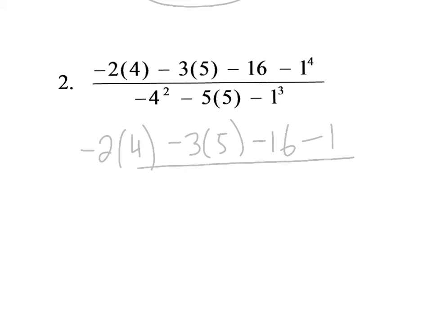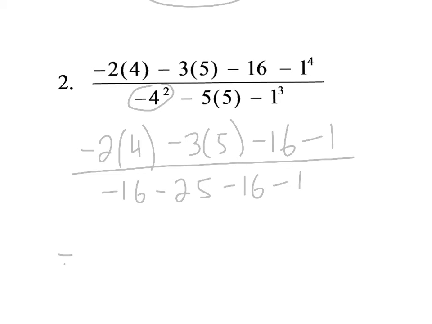Okay, and divided by, and I will do exponents first. Please remember, negative 4 to the 2nd power is negative 16. So it'll be minus 16. I made a mistake here. No, I didn't. Negative 5 times 5 is negative 25 minus 16 minus 1. Okay, so now I have multiplication and addition and subtraction.